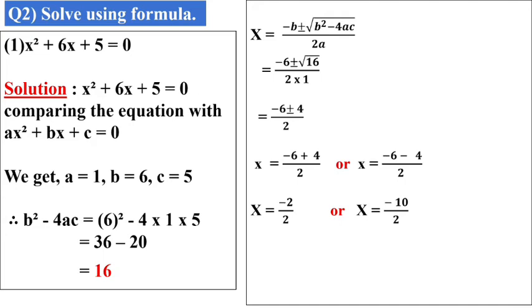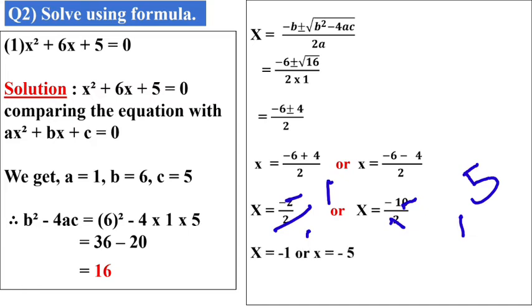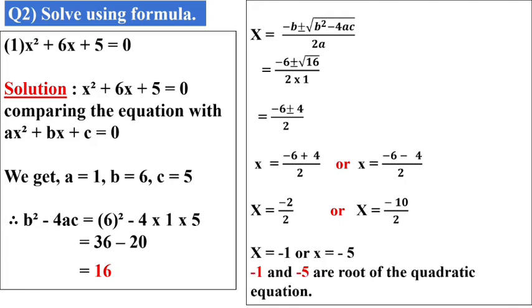So in the first one we got minus 2 upon 2, in the second one we got minus 10 upon 2. Now we can do this in the simplest form. 2 times 1 is 2, 2 times 1 is 2. Here 2 times 1 is 2, 2 times 5 is 10. The x value is minus 1. Here we get the x value is minus 5. So minus 1 and minus 5 are the roots of the quadratic equation.